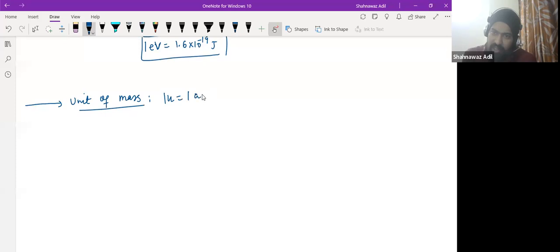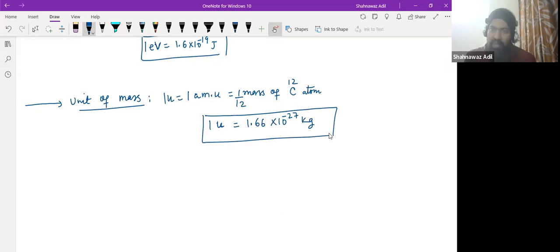And how much is this thing? This is 1/12 of the mass of a C12 atom, the carbon-12 isotope atom. When you calculate this mass, it is found to be 1.66 × 10^-27 kg actually. So this is 1 U, and with this 1 U we will measure all the masses.